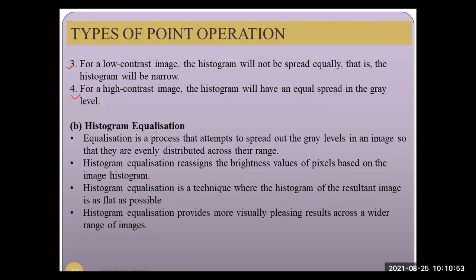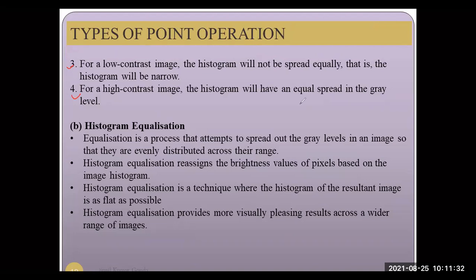Now histogram equalization adjusts the brightness of the pixels based on the image histogram. If it is a very dark image, it will improve the brightness of the image. If it is a very bright image, it will decrease the brightness of the image. Second thing to remember, in the histogram equalization technique, the histogram of the resultant image is as flat as possible. Then histogram equalization provides a more visual result across a wider range of images.